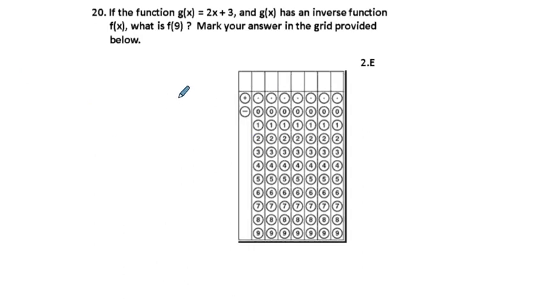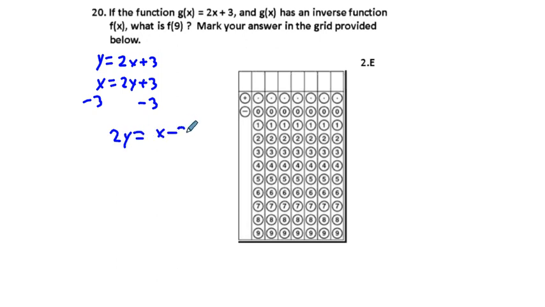Function g of x equals 2x plus 3, and g of x has an inverse function f of x, find f of 9. We're going to find the inverse of function g of x by making it y equals 2x plus 3. We're going to switch x and y, so we change that to x equals 2y plus 3. And now solving for y, subtract 3, so you get 2y is equal to x minus 3. And then divide by 2, we get y is equal to 1/2 x minus 3 over 2.